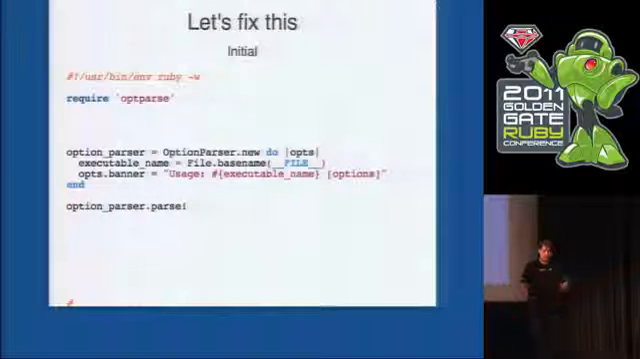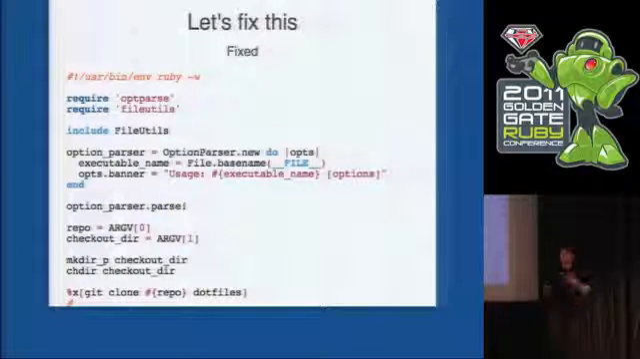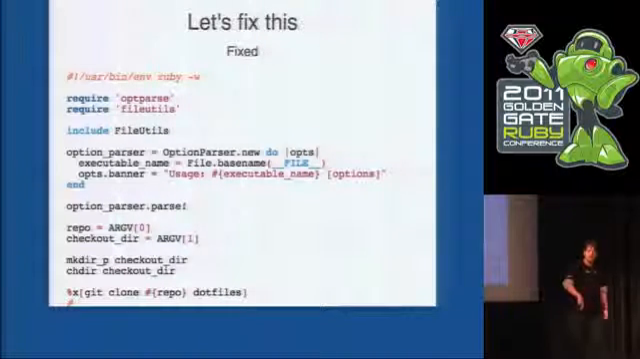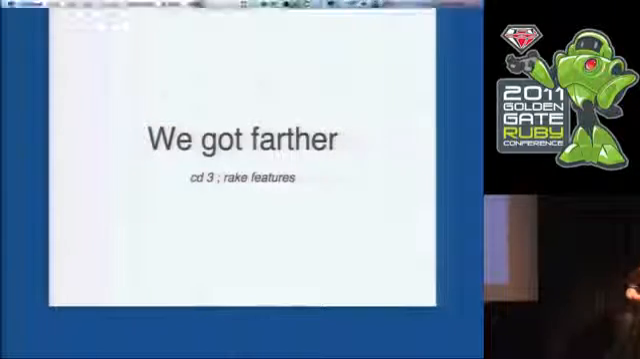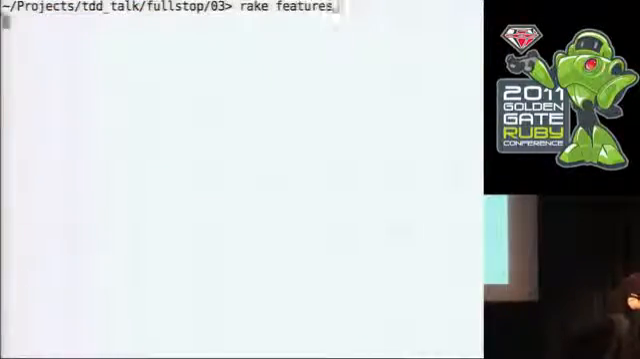So to get just this one test passing, we're going to use FileUtils, which if you don't know what it is, it's a module that gives you a bunch of methods that look like Unix commands, which you can see we're using down there. So we get this kind of shell scripty way of doing stuff, but we're still in Ruby, which is awesome. So we yank stuff off the command line, make our checkout directory, change to it, and then run git clone. And hopefully we have gotten a little bit farther in our quest.